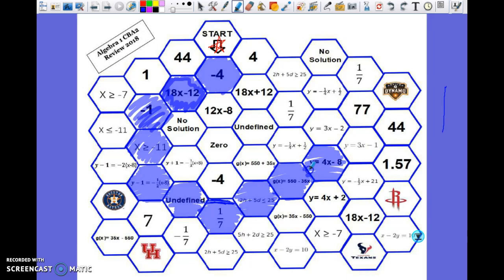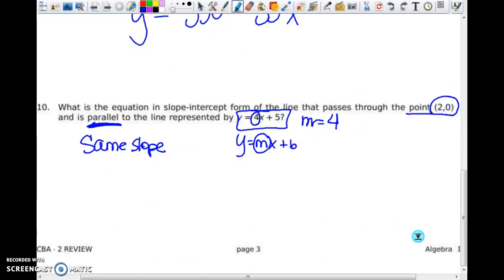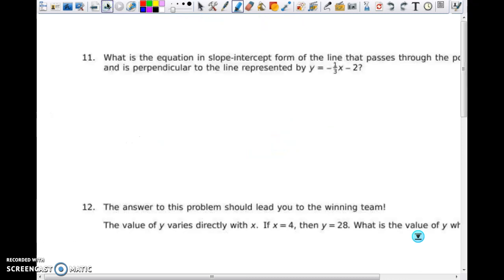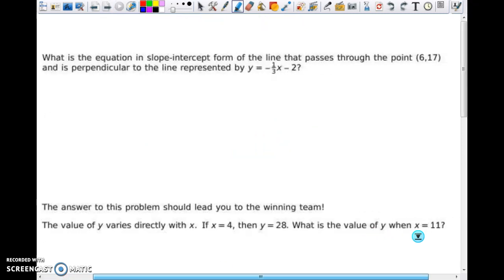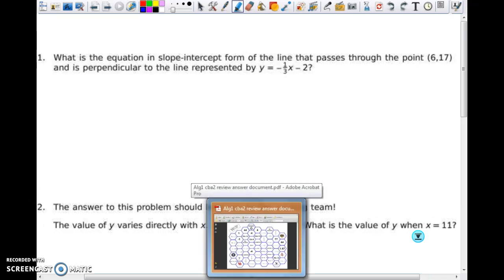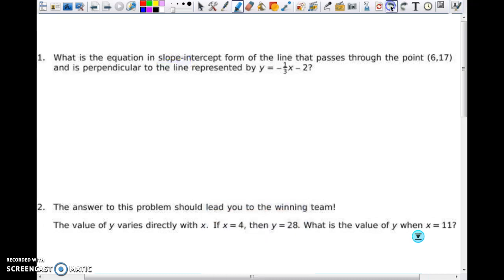Alright, we're almost done. Alright, so now let's go back over here. Number 11. What is the equation in slope-intercept form? Whoops. Keep forgetting to do that. Slope-intercept form is y equals mx plus b.